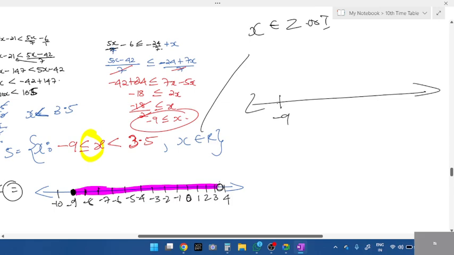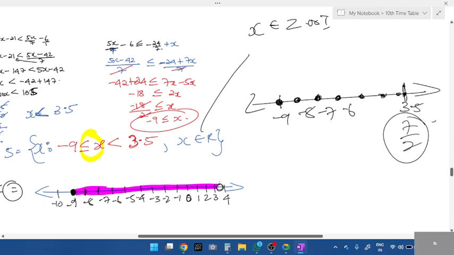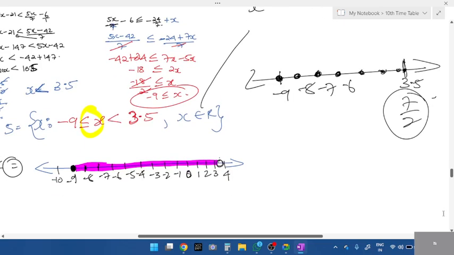Minus 9. You need dot, students. Dot. Minus 9. Look here. Minus 8, minus 7, minus 6. Everything should be darkened one. Not hollow circle, darkened circle. Just cover all the dots up to 3.5. Write 3.5 or write 7 by 2. Both are same, you'll get marks.